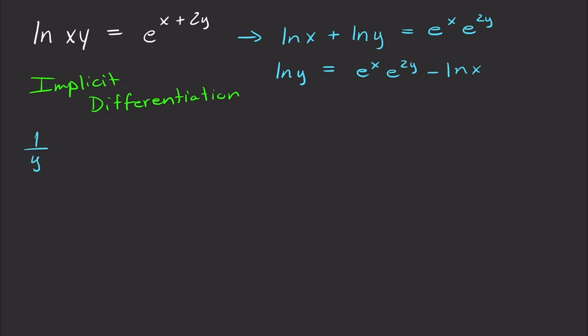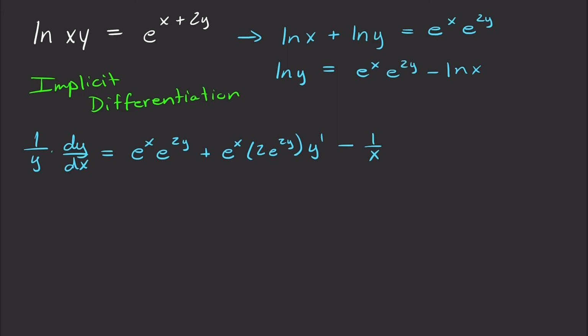And we'll get 1 over y times dy dx equals, this is a product rule. So we have the derivative of the first, which is just e to the x, times the second, which is just e to the 2y, so we get the same thing, plus the first times the derivative of the second, so we'll bring down a 2 times e to the 2y, and then we need to multiply by the derivative of y with respect to x, so that's just y prime, and then minus the derivative of ln of x, which is just 1 over x.